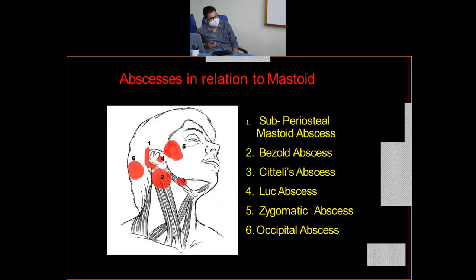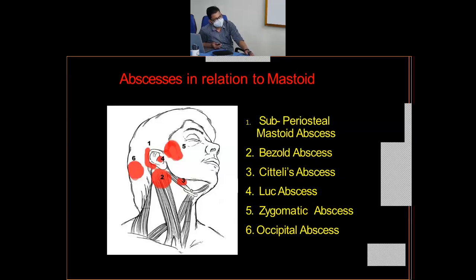Now coming to the abscesses, don't confuse this. Mastoiditis is an intratemporal complication, but abscess is an extratemporal complication. Okay, we usually see 6 types of abscess as a complication of CSOM. They are the subperiosteal mastoid abscess, Bezold abscess, Citelli abscess, Luc abscess, zygomatic abscess, and occipital abscess. The clinical features will be the same: fever, pain, otorrhea, everything, and there will be a swelling. According to the position of the swelling, we name it as a different type.